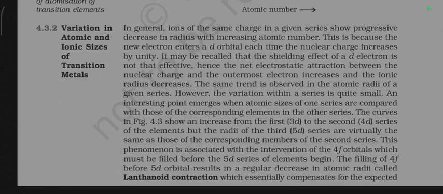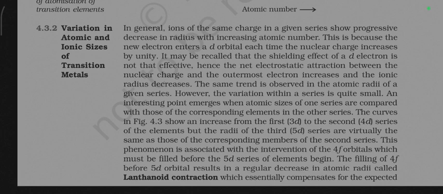Variation in the atomic and ionic sizes of transition metals. In general, ions of the same charge in a given series show a progressive decrease in radius with increasing atomic number. This is because the new electron enters a d orbital each time the nuclear charge increases by unity. It may be recalled that the shielding effect of a d electron is not that effective, hence the net electrostatic attraction between the nuclear charge and the outermost electron increases and the ionic radius decreases. The same trend is observed in the atomic radii of a given series. However, the variation within a series is quite small.